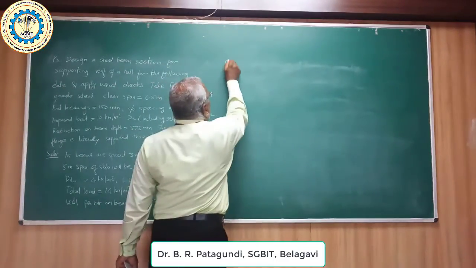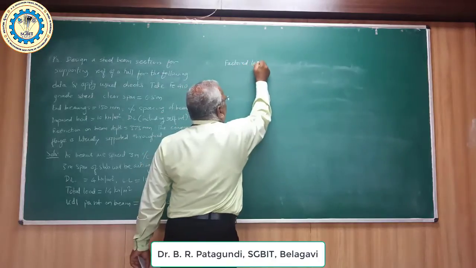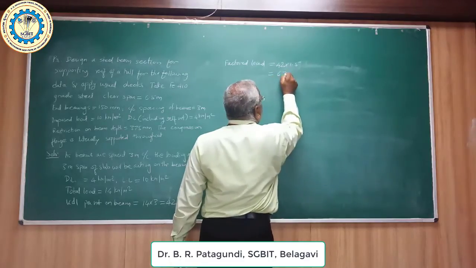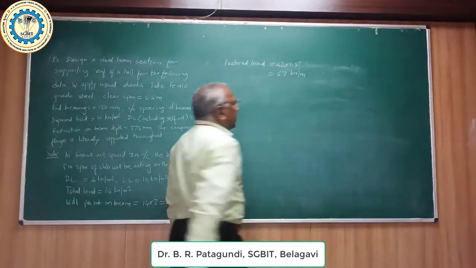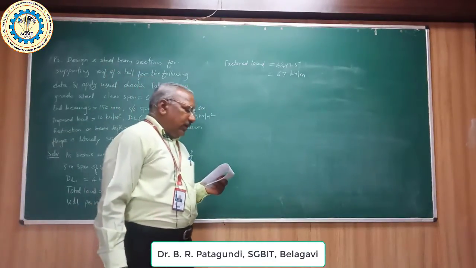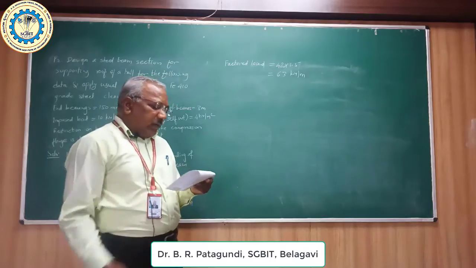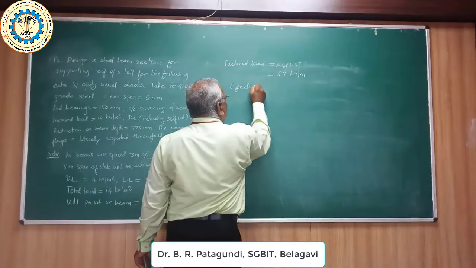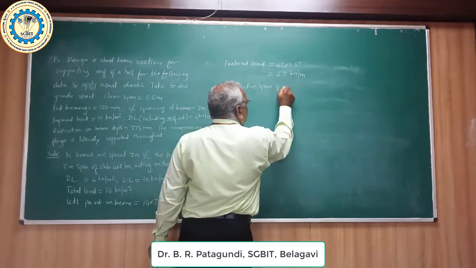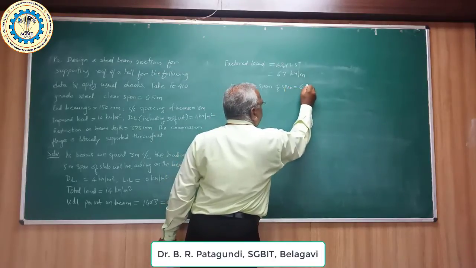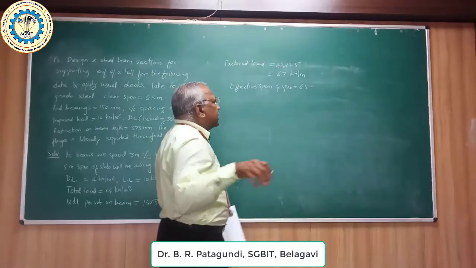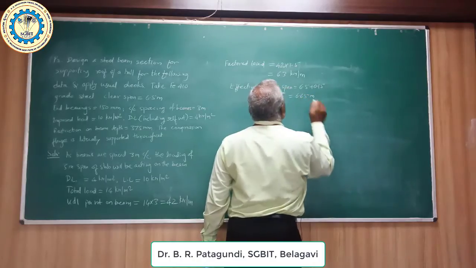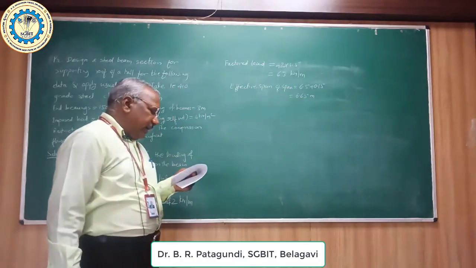Then factored load equal to 42 into the load factor 1.5. This is equal to 63 kilonewton per meter. So, 63 kilonewton per meter is the factored load which will be acting on the span of the beam. So, the effective span of beam is equal to clear span 6.5 meters plus the width of the bearing at the ends, 0.15 meters. So, it is equal to 6.65 meters. Effective span of the beam equal to 6.65 meters.